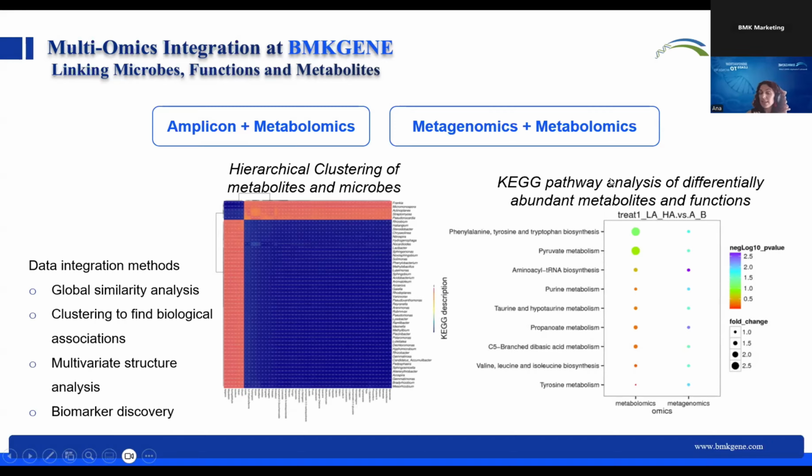In the case of doing metagenomics plus metabolomics, we are also able to do some KEGG pathway analysis of the differentially abundant metabolites and functional genes. So you can see here the two data sets, metabolomics and metagenomics, the different pathways, and if they are similar or not, the fold change, etc.